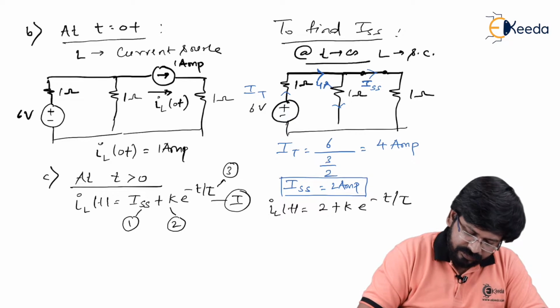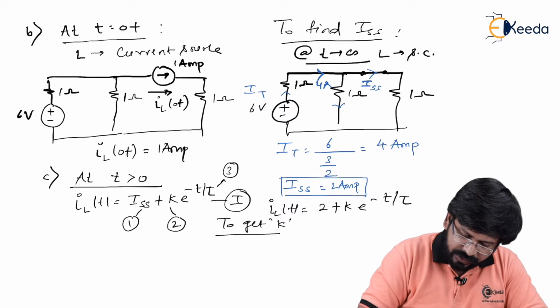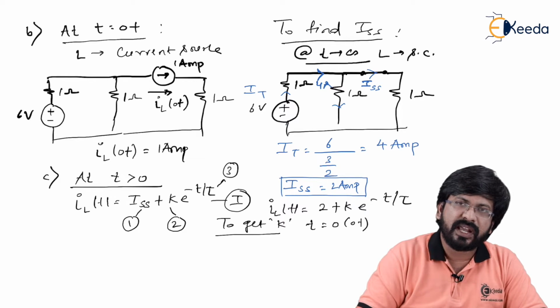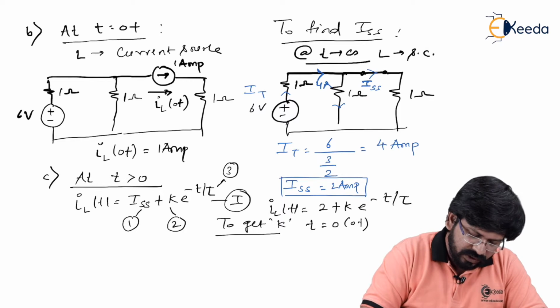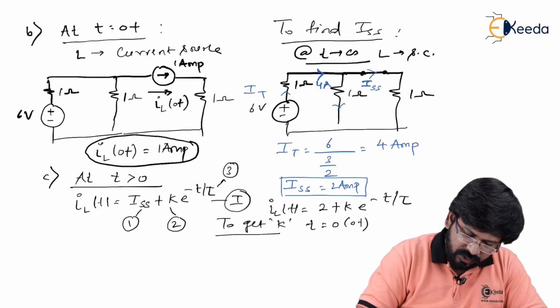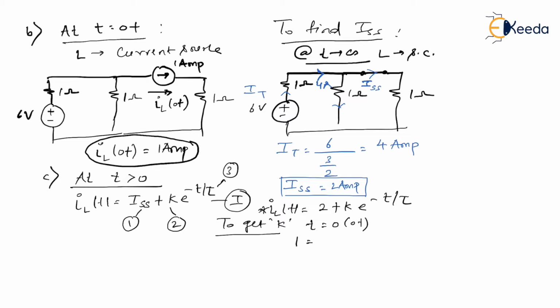Now to get k, what do we do? We substitute t equal to 0, that is nothing but 0 plus. Now the question is, do we know the value of IL of t at t equal to 0 plus? Of course we know that. We have already calculated it at this place, right? So now we can substitute IL of 0 plus as 1 ampere. So at this place, I'll substitute 1 is equal to 2 plus k into e to the power minus t by tau. I'll say this is equation 2. So go ahead and solve this further.